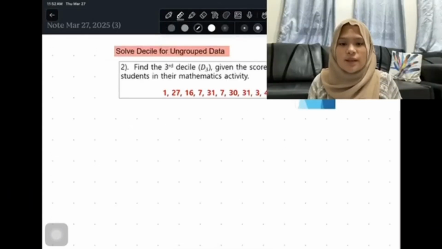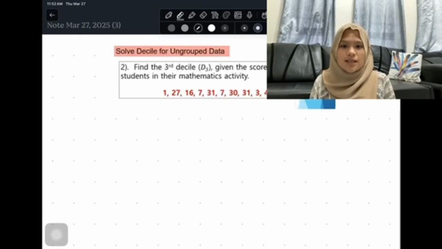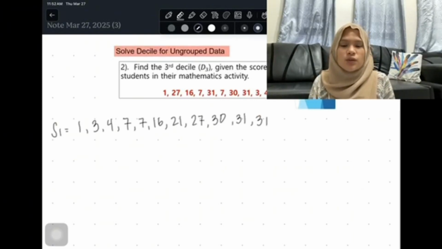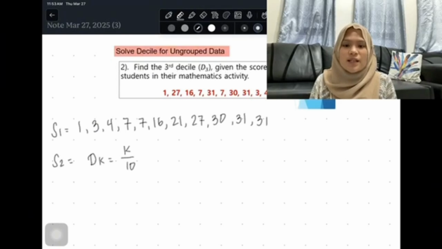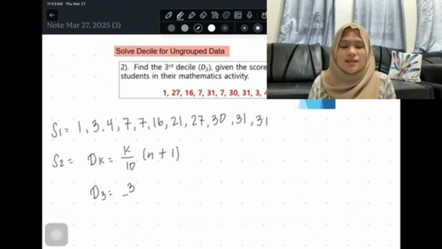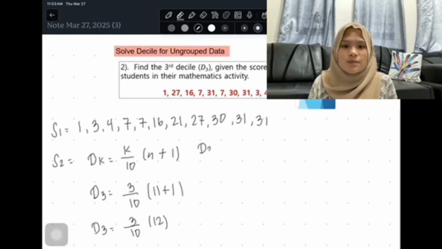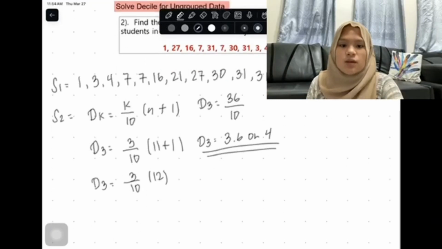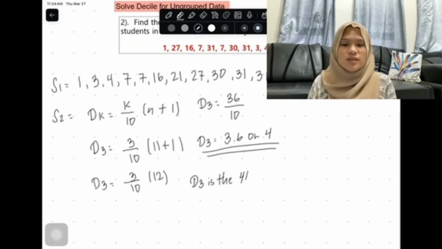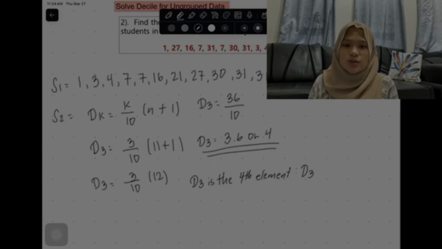So let's give example number 2. The given is the same, and we're going to find the third decile. Step 1 is to arrange the scores of the students. Then step 2 is to calculate the position of D3 in the distribution. Again, the formula is Dk equals k divided by 10 times n plus 1. Our k is 3, then our n is 11. 11 plus 1 is 12, then 3 times 12 is 36. 36 divided by 10 is equal to 3.6 or 4. D3 is the fourth element, which is D3 equals 7.